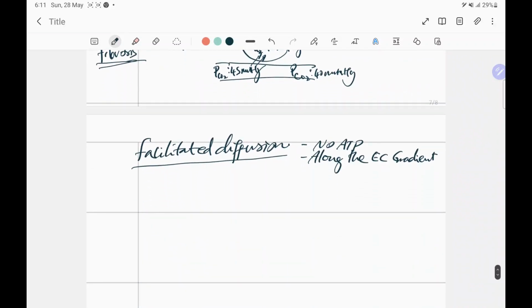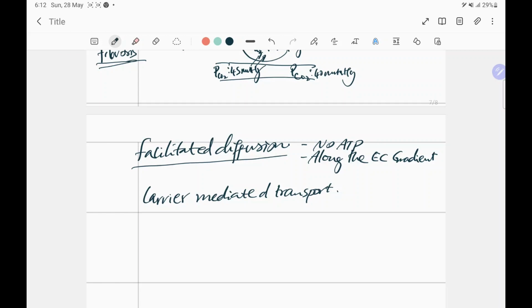Now, facilitated diffusion is the next heading. It's the kind of diffusion where, again, it's a passive diffusion. There's no energy required, things are going along their gradient, but now we are involving something called carrier mediated transport. Now what does that mean?